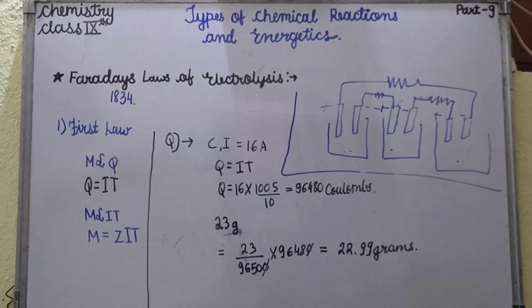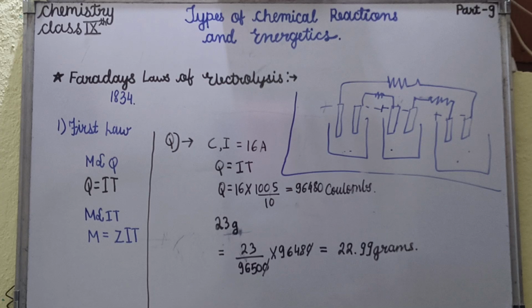Now Faraday is the quantity of the electricity passed by 1 mole of electrons, that is 6.023 into 10 raised to 23 electrons, and is equal to 96500 coulombs.